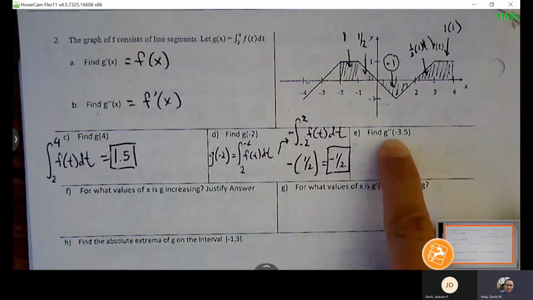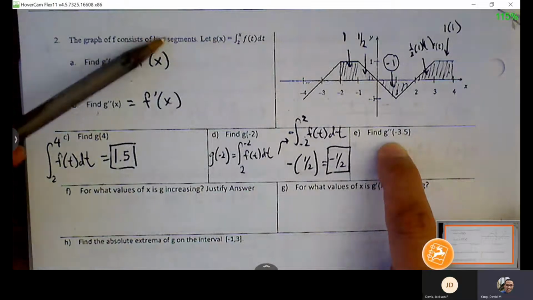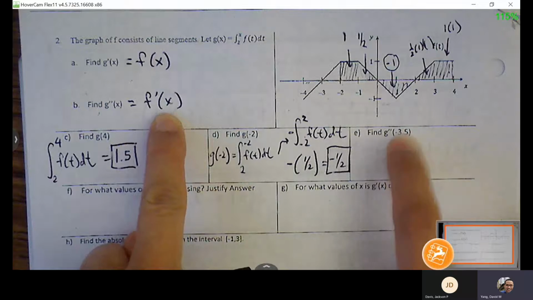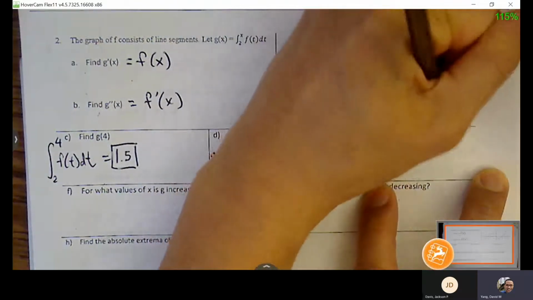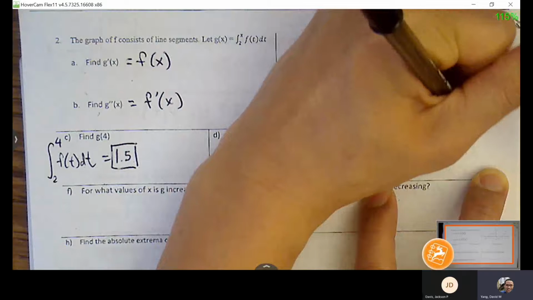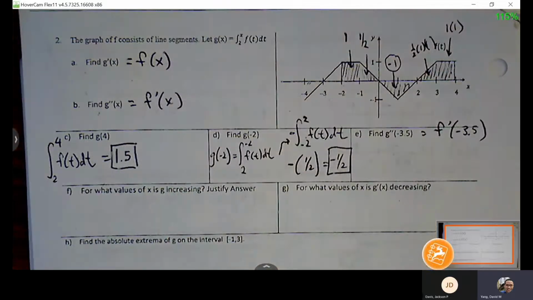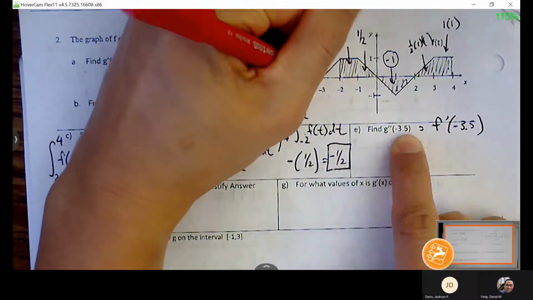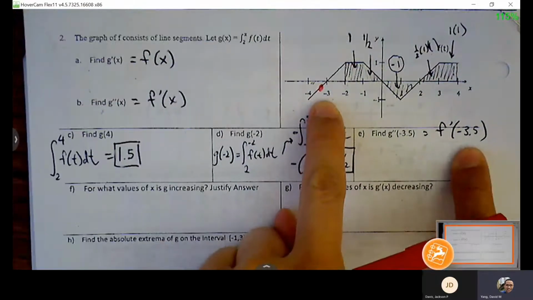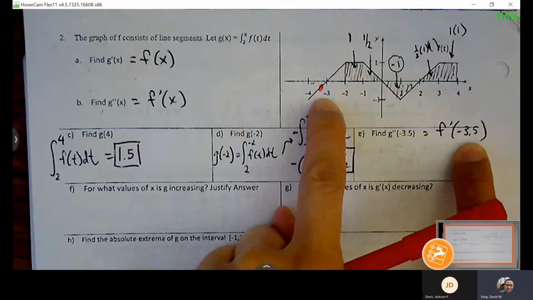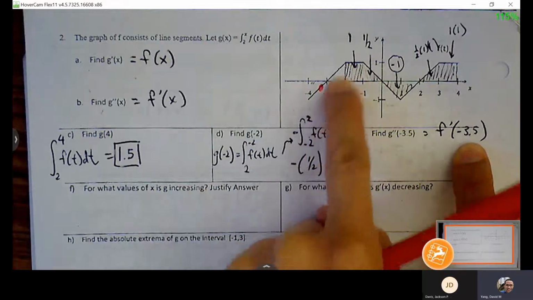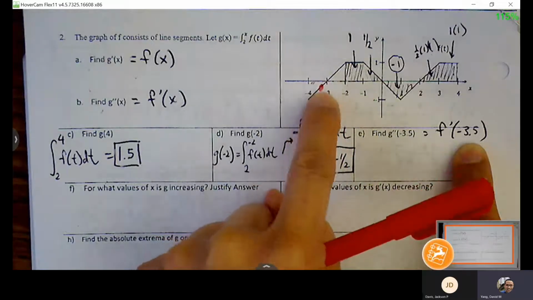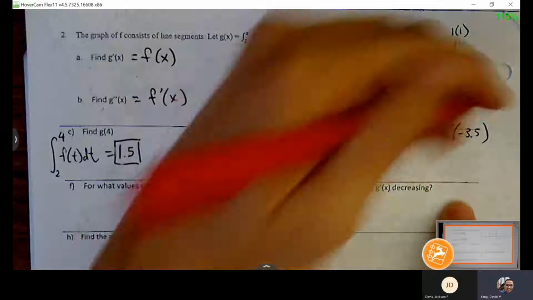Okay, part E, find g double prime of -3.5. So g double prime means I'm going to be understanding that it is the f prime. So this is the same thing as saying find f prime of -3.5. So -3.5 is around here. But I'm not looking for the point, right? That will be f of -3.5. I want f prime of -3.5. So I'm looking for the slope. So the slope of this line, I can do rise over run. That's just going to be positive slope of 1, right?